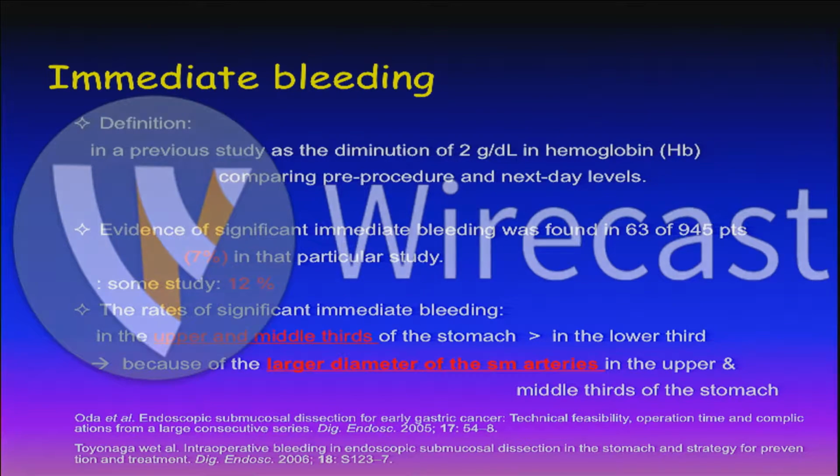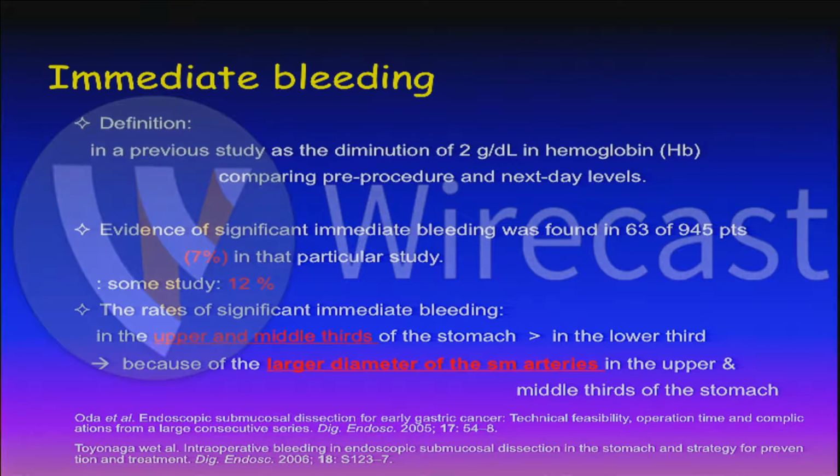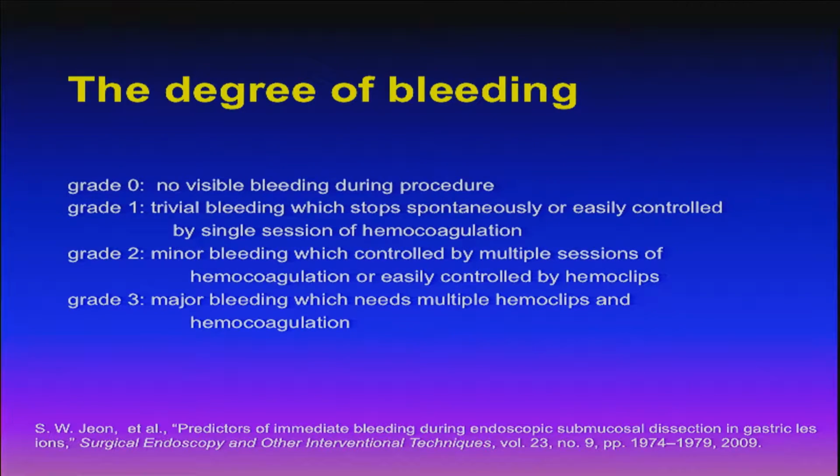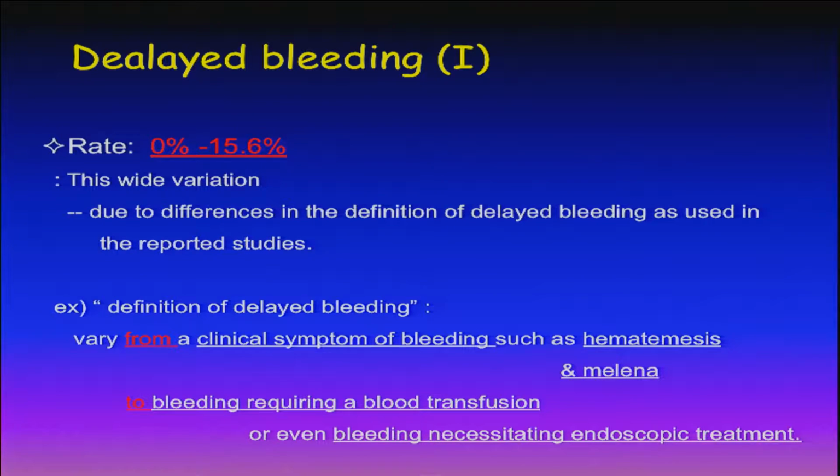And important thing is rate of significant immediate bleeding in the upper and middle third of the stomach is higher than lower third, because the large diameter of submucosal vessels in upper and middle 1/3. The degree divided like this. Delayed bleeding rate is 0 to 15%.